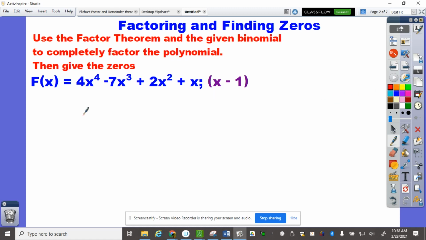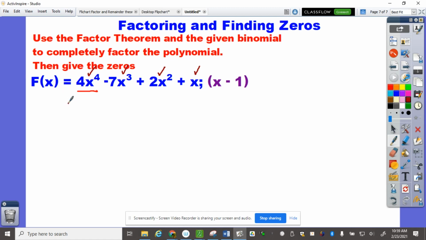Here we're given a function f of x equal to 4x to the fourth minus 7x to the third plus 2x squared plus x. And the factor that's given is x minus 1. Remember, guys, that we have 4 as our degree of the function. So if it's fourth degree, how many zeros do we have? There should be 4 zeros here, okay? But you can see already that 4x to the fourth minus 7x cubed plus 2x squared plus x has something in common. What's common to them? They all have x's.